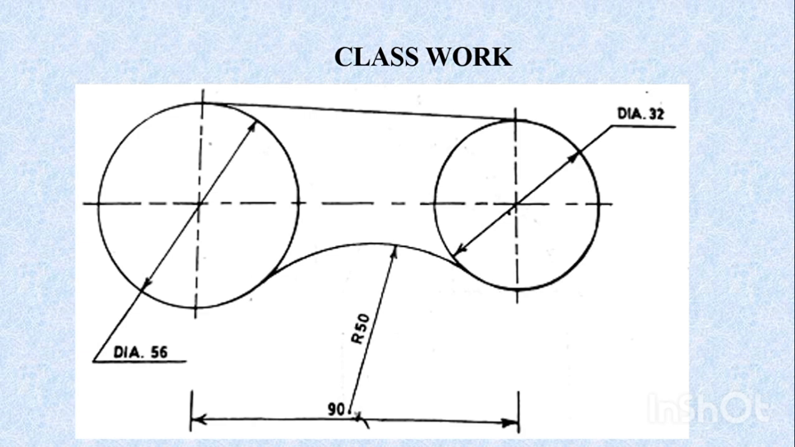Okay, so if you have been able to construct the last example, now I'll give this to you to try on your own. We have two circles here of different radii. The first has a diameter of 56 millimeters, the other has a diameter of 32 millimeters, and we have an arc connecting the two circles at the lower level, and then we have a straight line connecting the circles at the upper level.